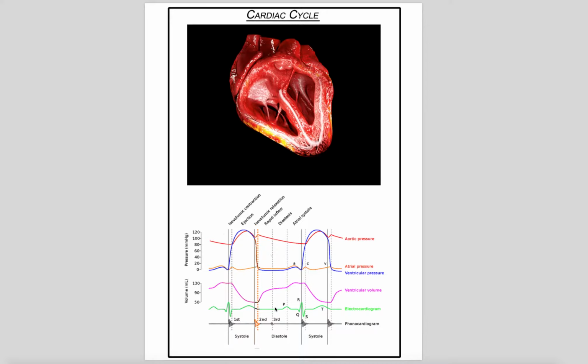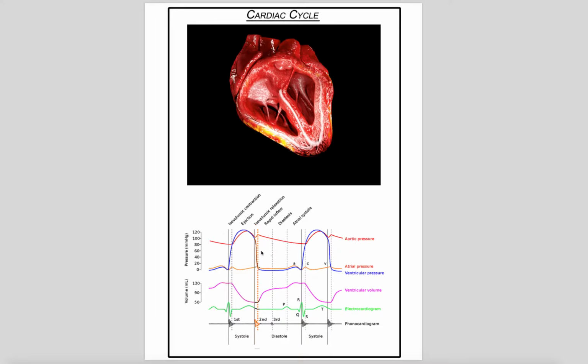And with this, the pressure in the pulmonary trunk, which we see here, as well as the aorta, is actually going to be greater than the pressure in the ventricles. And what happens is you will have closure of the semilunar valves. So here it's open, here it's closed, and that's where you get the second heart sound. That's the S2 sound, the dub or the dup.